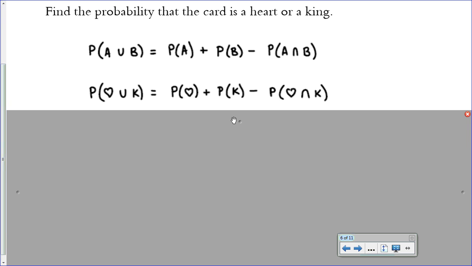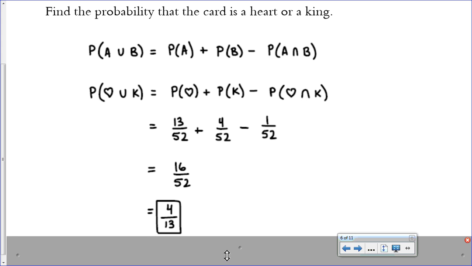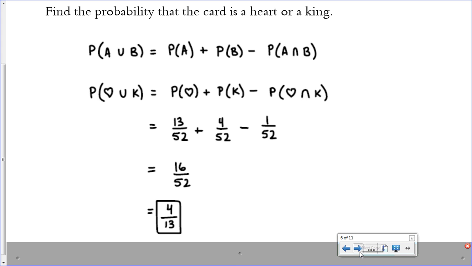What this ends up looking like is the probability of getting a heart is 13 out of 52, because there are 13 hearts in the deck, plus the probability of getting a king, which is going to be 4 out of 52. But then I will have to subtract the card that got double counted, which was the King of Hearts itself. So I'll have to subtract 1 out of 52. And then this ends up being 16 out of 52, which reduces to 4 out of 13.